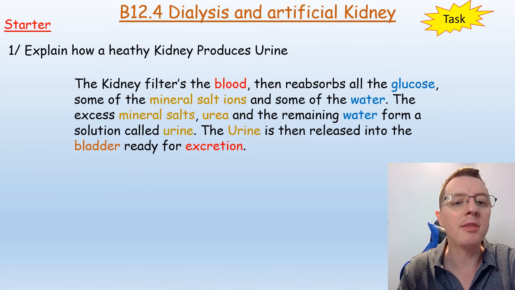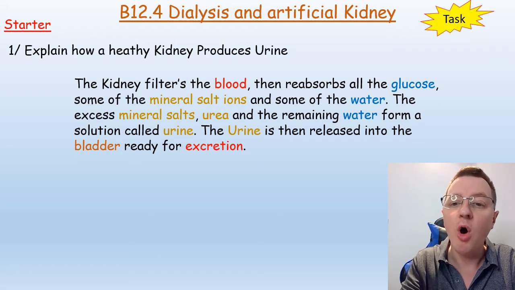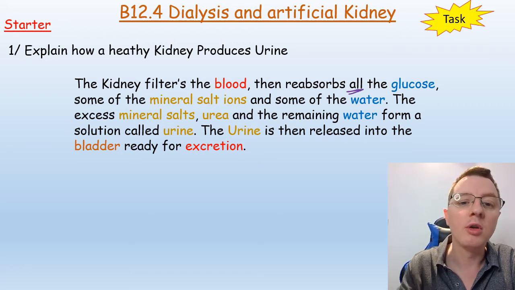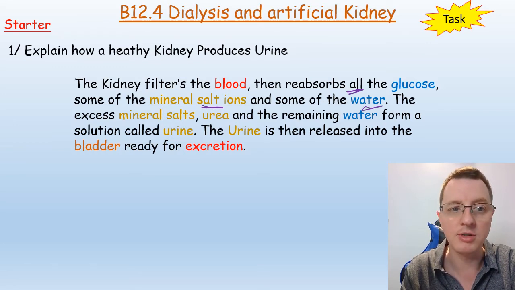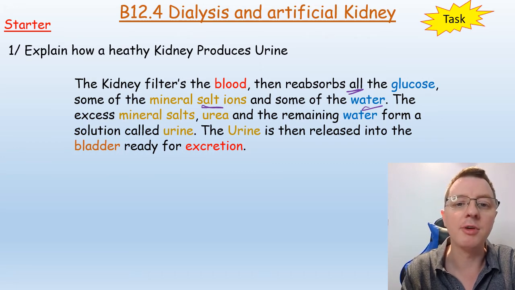So we'll begin by thinking about a healthy kidney and how it produces urine. The kidney filters blood and then reabsorbs all of the glucose, some of the mineral salt ions and some of the water. The excess mineral salts, the urea and the remaining water form a solution called urine, and the urine is then released into the bladder ready for excretion. So there we've got at least a 4-mark answer to how a healthy kidney produces urine.